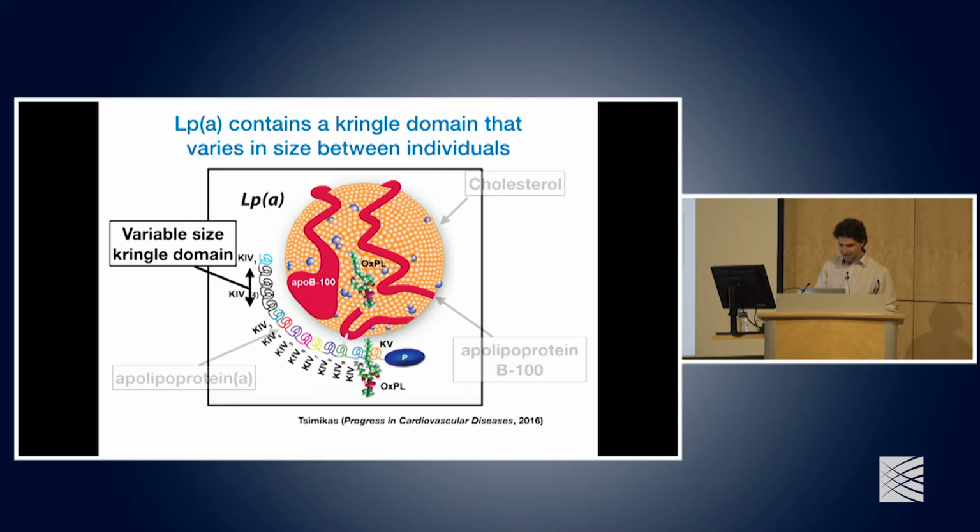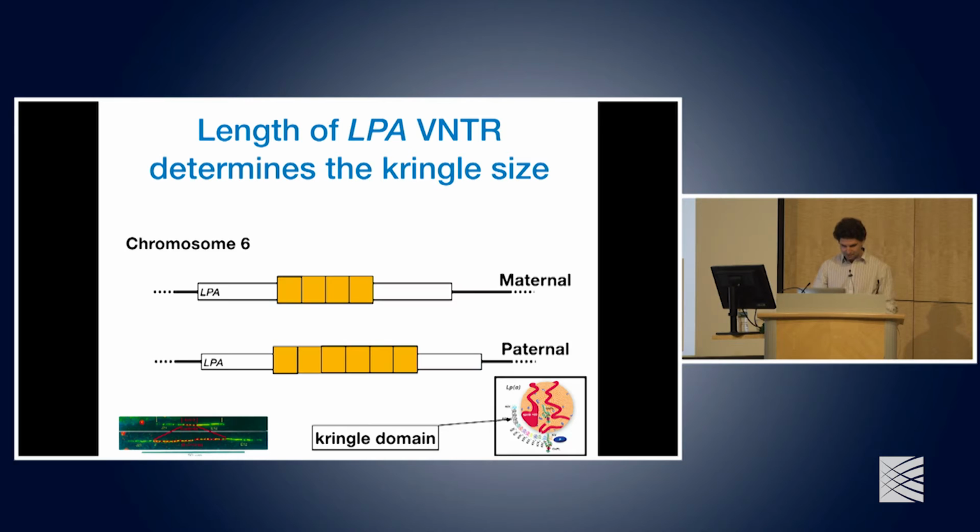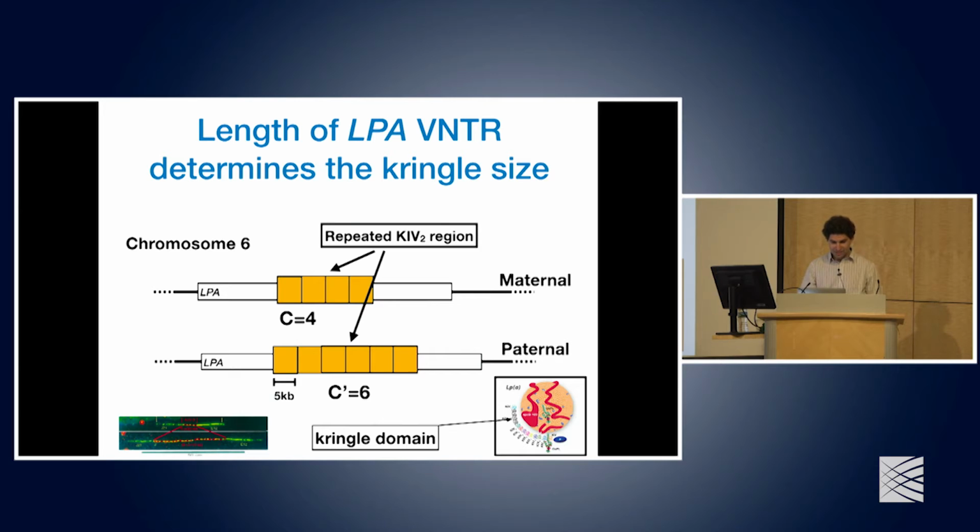This variable size domain, the size of it is determined by a repeat in the gene encoding for the protein. So the length of a VNTR on LPA determines this Kringle size. Here's a cartoon of the gene LPA, which, as I said, sits on chromosome 6. There's the maternal and the paternal haplotypes. And each copy of this gene has a repeated KIV2 region consisting of a particular 5 kilobase sequence repeated somewhere between 10 and 50 times.